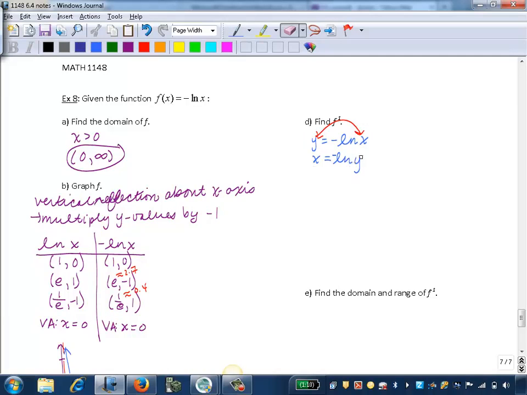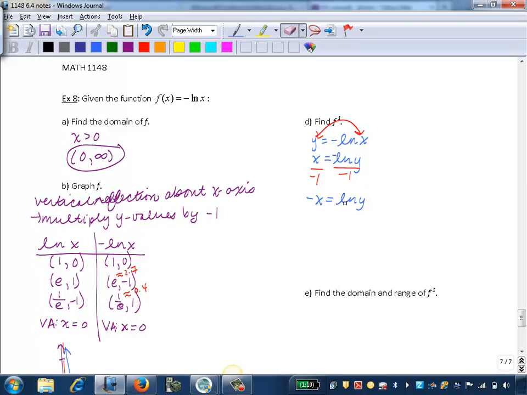Now we need to rewrite this so the y is isolated. So we've got to get this y out of the argument of this logarithm. But before we can isolate the y, we've got to isolate the natural log of y. So we're going to have to divide both sides by negative 1. So we'll have negative x equals natural log of y.